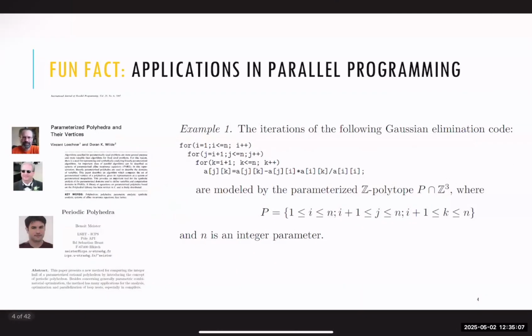Before going to the talk, I want to mention a fun fact. These parametric polyhedra also have applications in parallel computing, compilers, and so on. I think they use them for loops. You have a loop here, and this loop can be represented as a polyhedron. And they are interested in parameterizing this polyhedron by an integer number. This is all my understanding, but I find it very interesting that they do this. And there are some works related to parametric polyhedra with this application in mind.